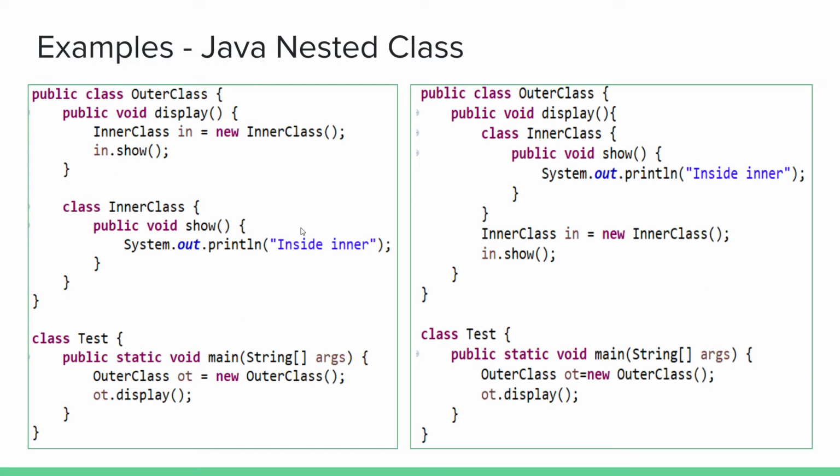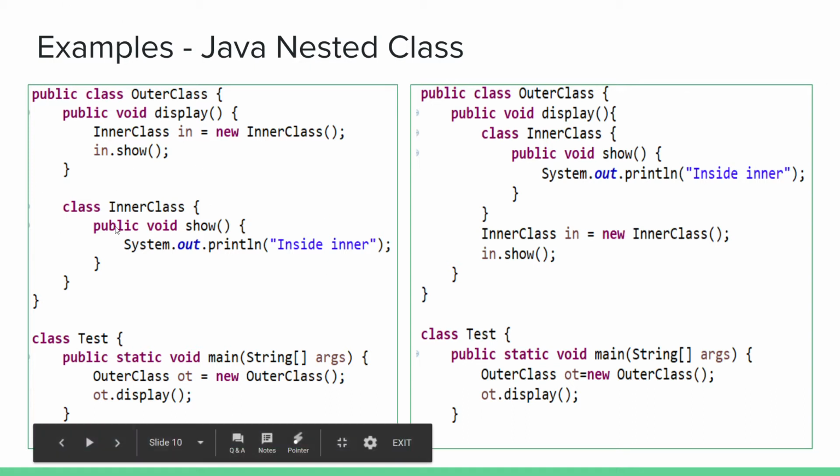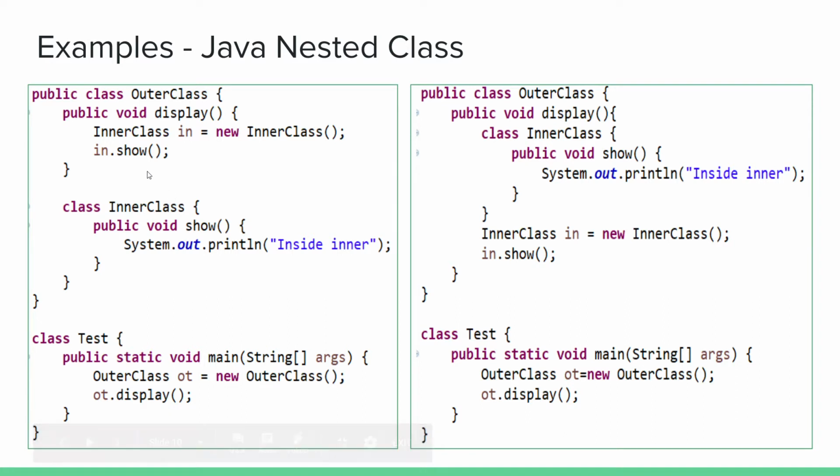So here are some examples of Java nested classes. The first example on the left hand side is an inner class defined directly inside the outer class. Here you can say the inner class is defined as a member of the outer class. In the second example, you can see the inner class belongs to one of the methods in the outer class.